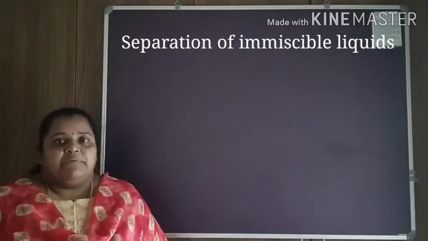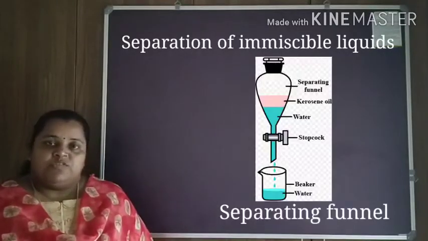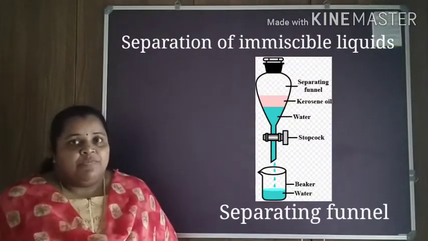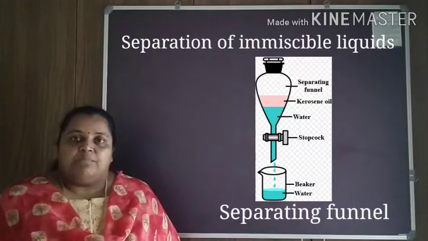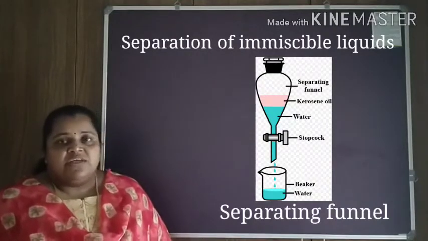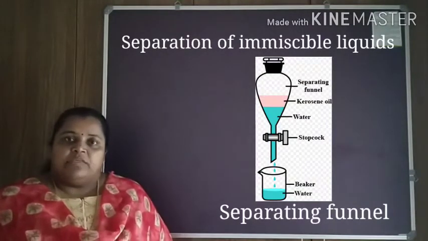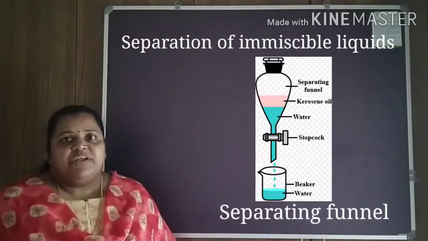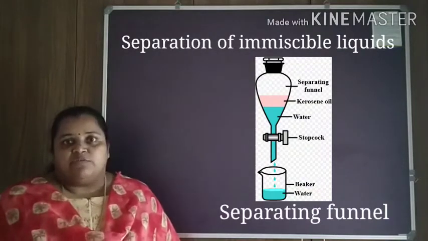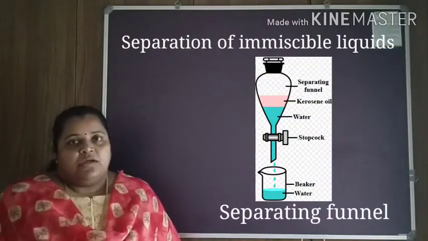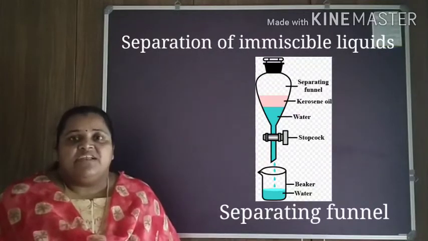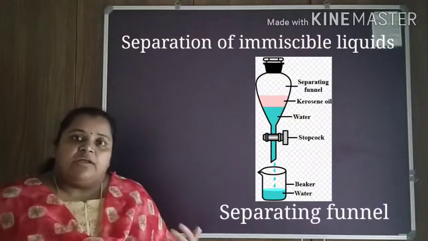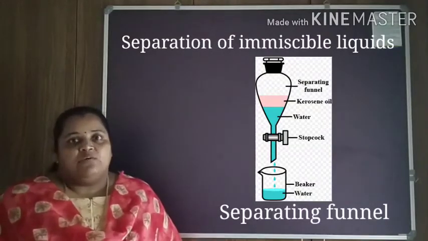Immiscible liquids can be separated by using a separating funnel. I repeat, immiscible liquids can be separated by using a separating funnel. This method is done based on the differences in the densities of the liquids. Heavier liquid will settle below in the separating funnel, which is drained out first, and the lighter one second.